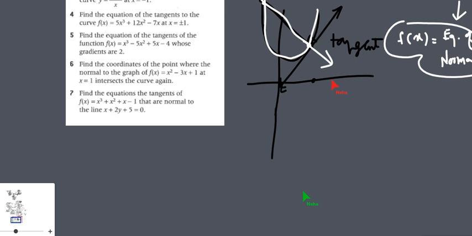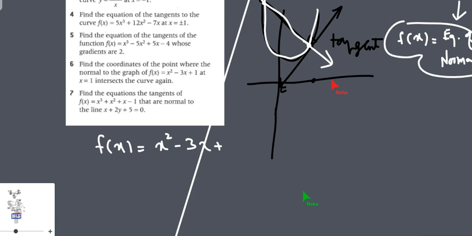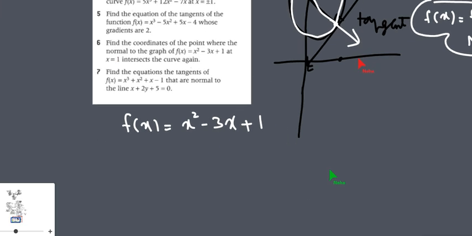So we are given the function f of x equals x squared minus 3x plus 1. What first do I have to do? I have to calculate its derivative, which is 2x minus 3.